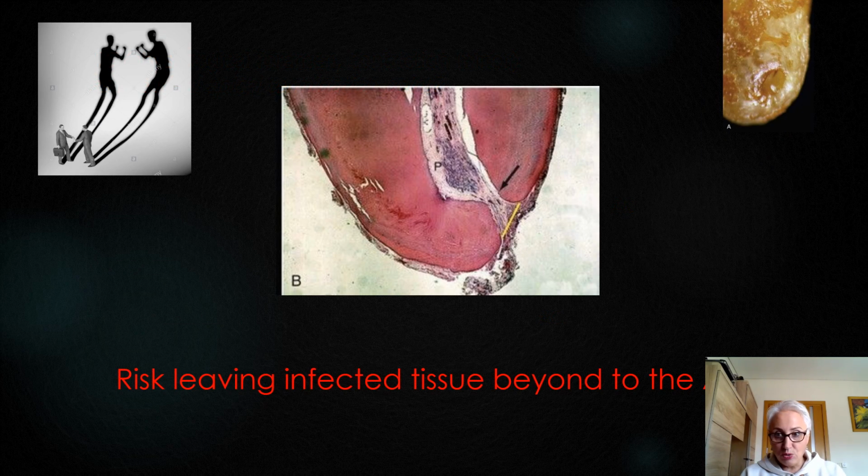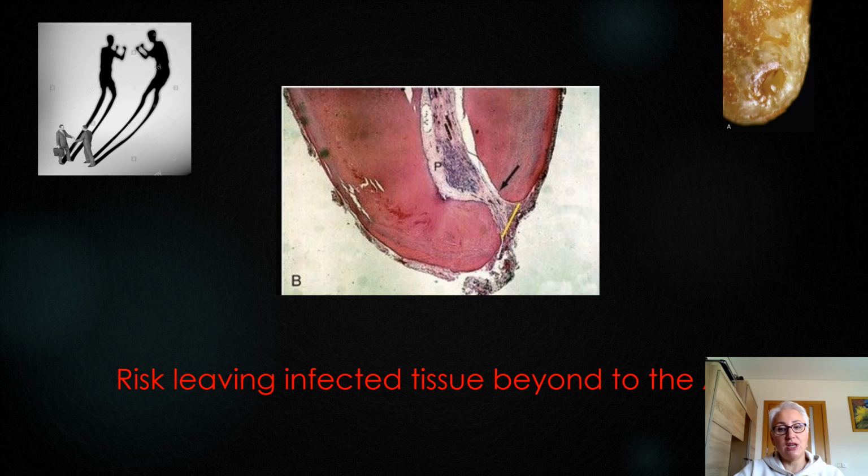So there are two groups arguing with each other about whether it is good to use the apical constriction as the termination point. Because in that case, if we do instrumentation until the apical constriction, we risk leaving infected tissues beyond it, I mean in that distance from the apical constriction to the apical foramen.